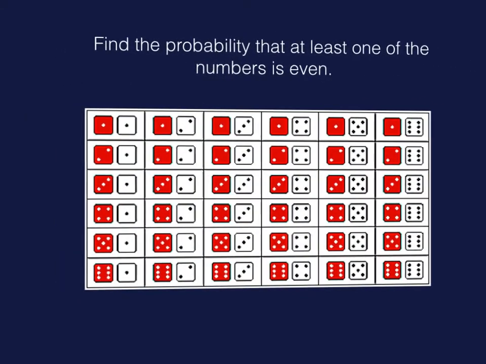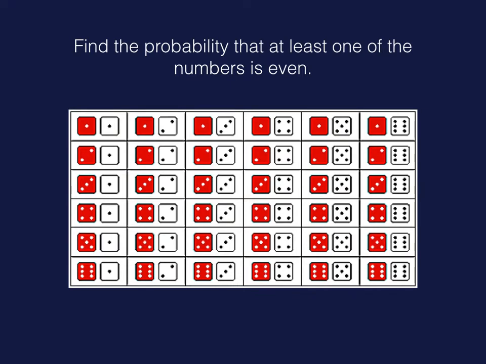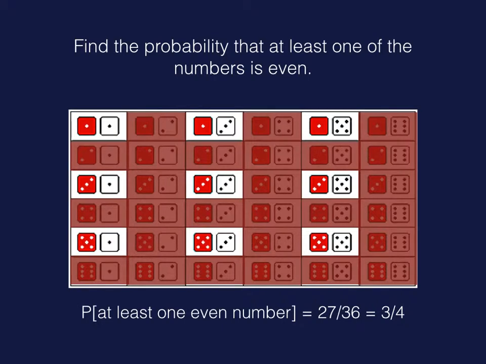So let's go ahead and do that. Find the probability at least one of the numbers is even. So out of the 36 possible outcomes, how many of them have at least one number that is even? So take a minute, count them all up. There's a lot of them. You might have to pause the video for a second to count them all. But if you do, you'll find 27 have at least one even number. So 27 out of 36 is the probability, or 3 out of 4. You can see each of those highlighted pairs has at least one number that is even.